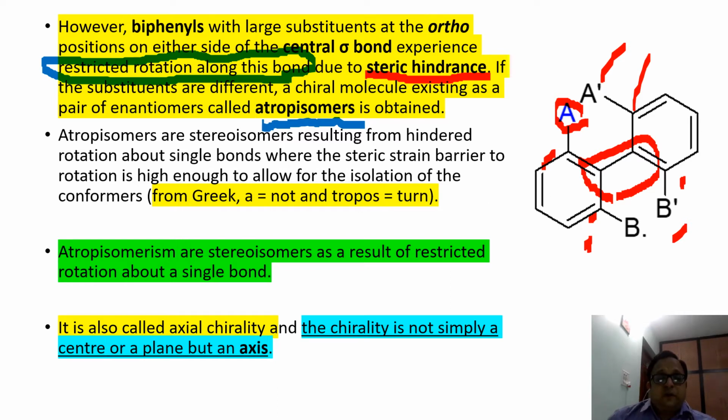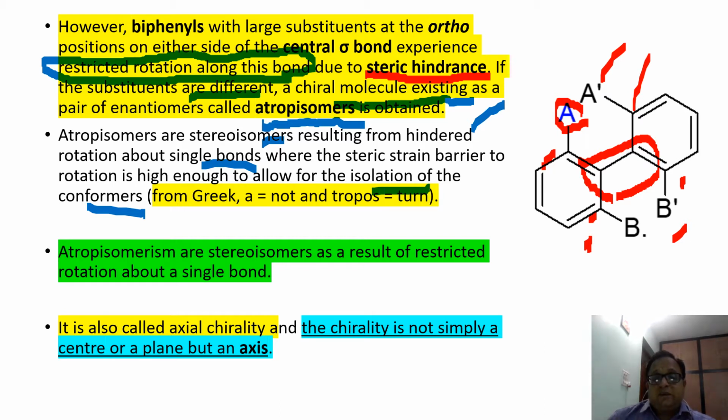So atropisomers are stereoisomers resulting from hindered rotation about a single bond, where the steric strain barrier to rotation is high enough to allow for the isolation of the conformers. The question arises why these atropisomers are enantiomers. Yes, if the substituents are different, a chiral molecule exists and these atropisomers are the enantiomers.